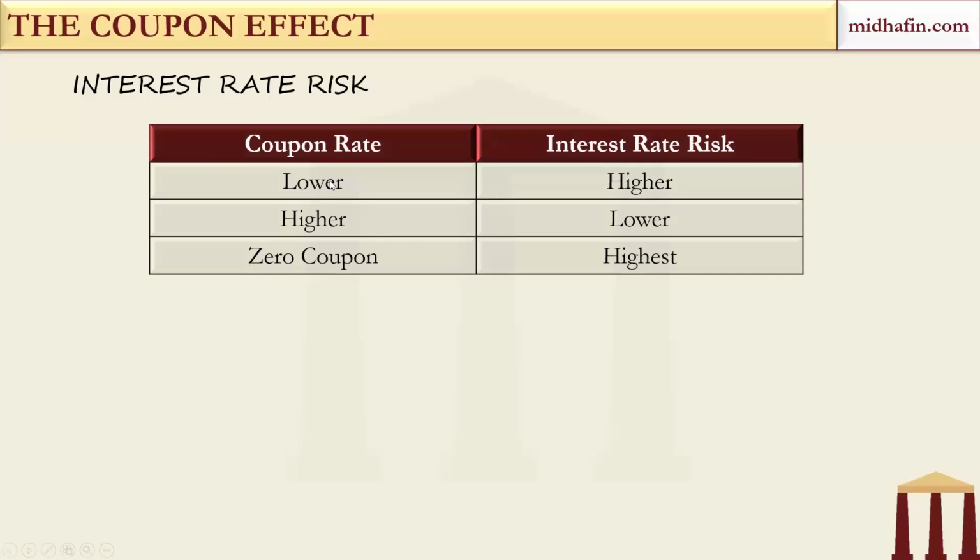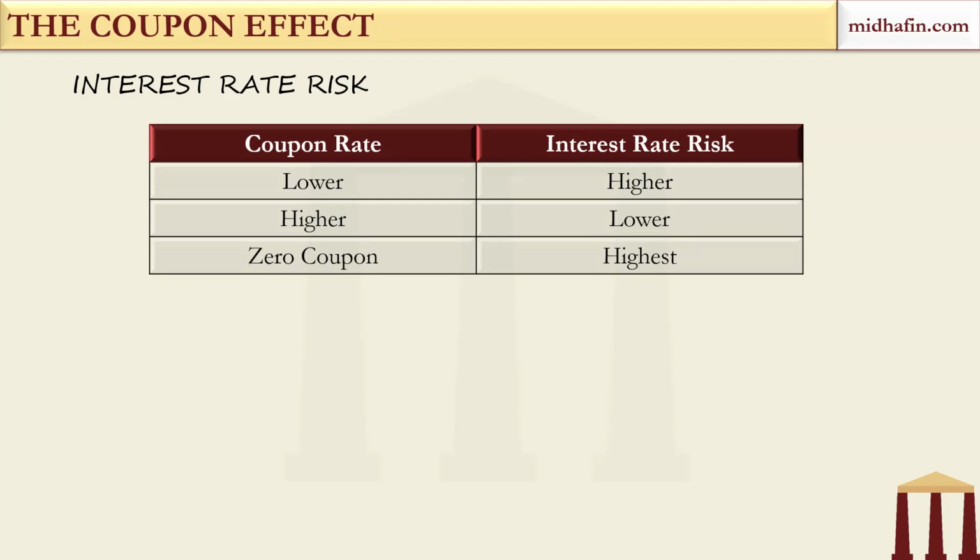So here, if the coupon rate is lower, what can you say about the interest rate risk? Interest rate risk can be said to be higher. If the coupon rate is higher, interest rate risk will be lower. And if the coupon rate is 0, that means it's a 0 coupon bond, then for that we have the highest interest rate risk exposure. So this is the takeaway.